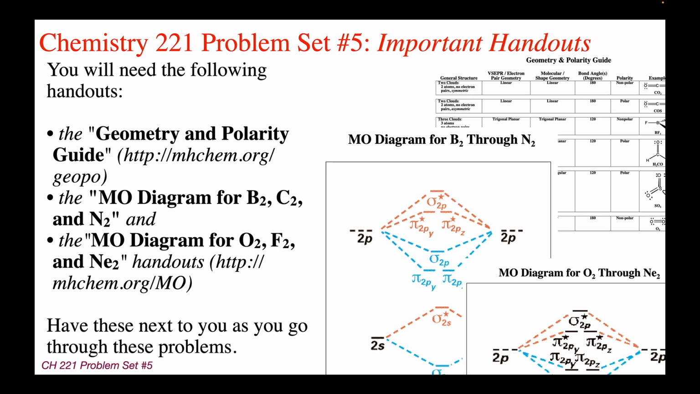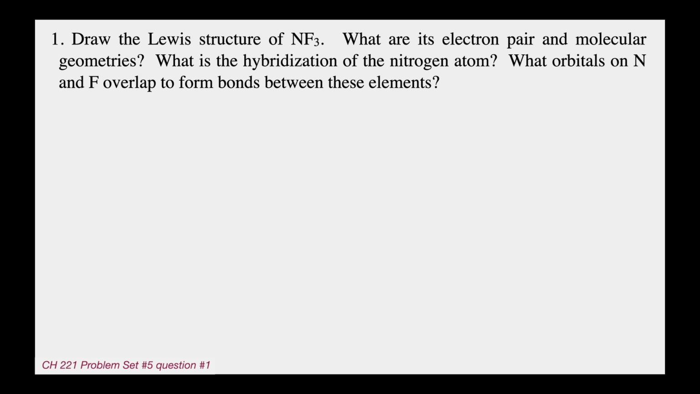Okay, let's see what problem set number 5 has to offer us. Draw the Lewis structure of nitrogen trifluoride, NF3. What are the electron pair and molecular geometries? What's the hybridization of the nitrogen atom? And what orbitals on nitrogen and fluorine overlap to form bonds between these elements?